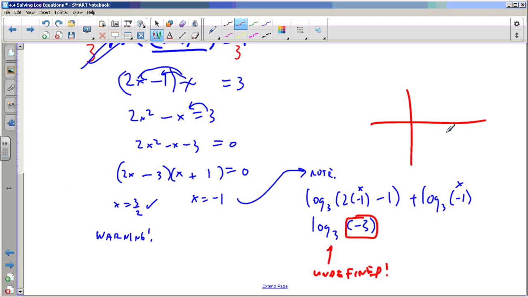Remember our graphs, here's log base 3. All of them go through the point (1, 0). Log base 3 of x. Look, x values over here undefined. So anything that gives me a 0 or a negative as the input isn't a solution. So we have to check. This is what's called an extraneous root.